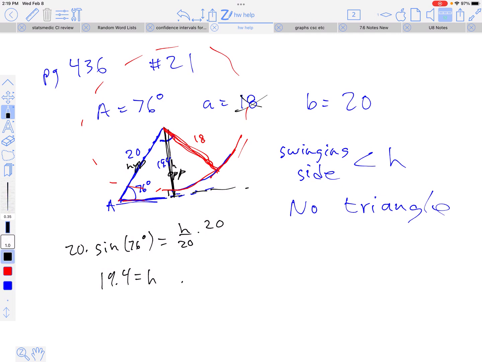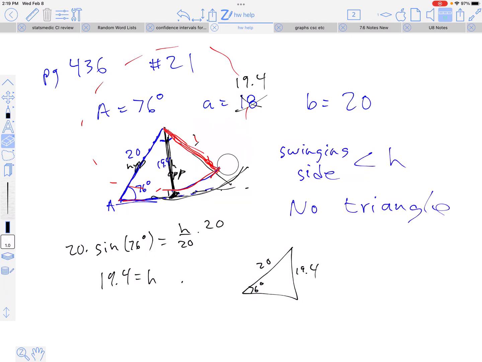Now let's pretend it wasn't 18. Let's pretend it was 19.4, okay? If it was 19.4 instead of 18, as it comes swinging in, it'll hit there perfectly. It won't actually touch. It kind of looks like it does touch, but it won't actually touch until right there, right? Because that's the height. I got too much going on, right? So let's kind of clean this up a little bit.